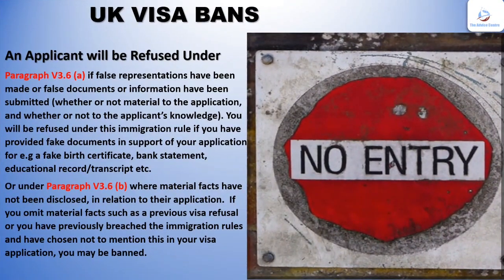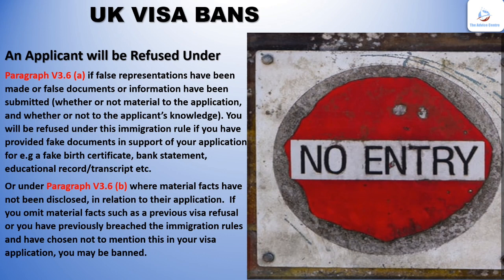UK visa bans. An applicant will be refused under paragraph V3.6a, if false representations have been made or false documents or information have been submitted, whether or not material to the application, and whether or not to the applicant's knowledge. You will be refused under this immigration rule if you have provided fake documents in support of your application. For example, a fake birth certificate, bank statement, educational record, transcript, etc.